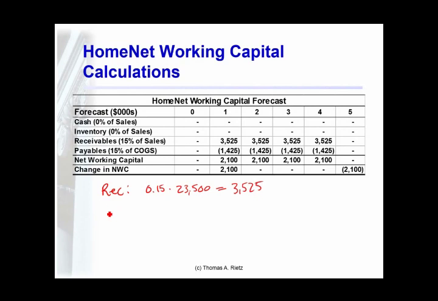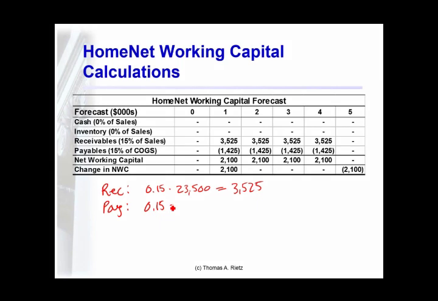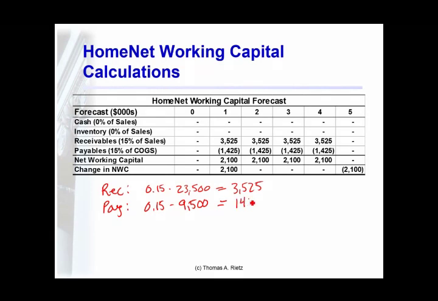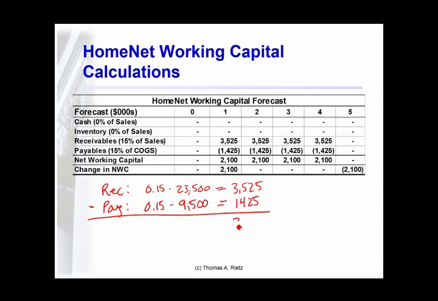And we make the same assumption on payables, that the new project and the old project come at the same rate: 15% of cost of goods sold. Remember, cost of goods sold after cannibalization was $9,500, and so the accounts payable, 15% of $9,500, is $1,425. And so our net working capital, take the short-term assets minus the short-term liabilities, do the subtraction here, and you get 2,100.